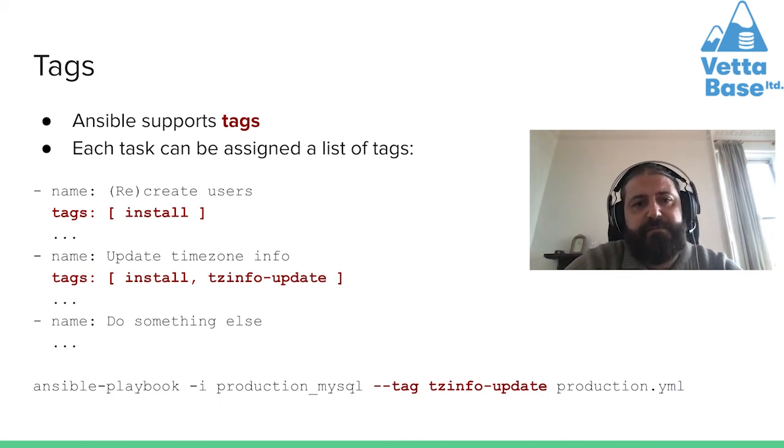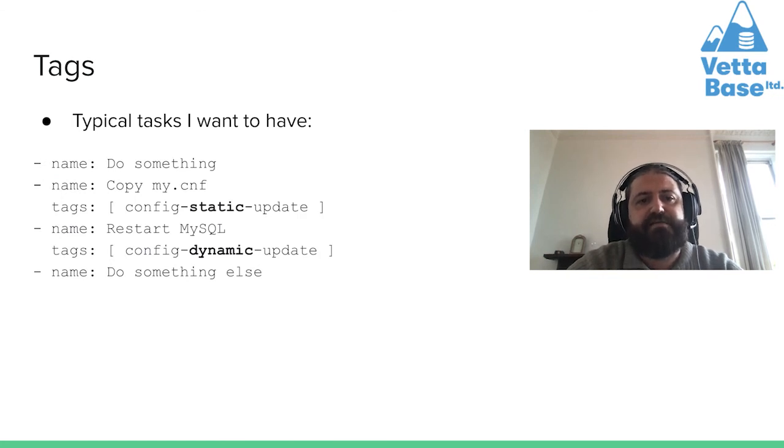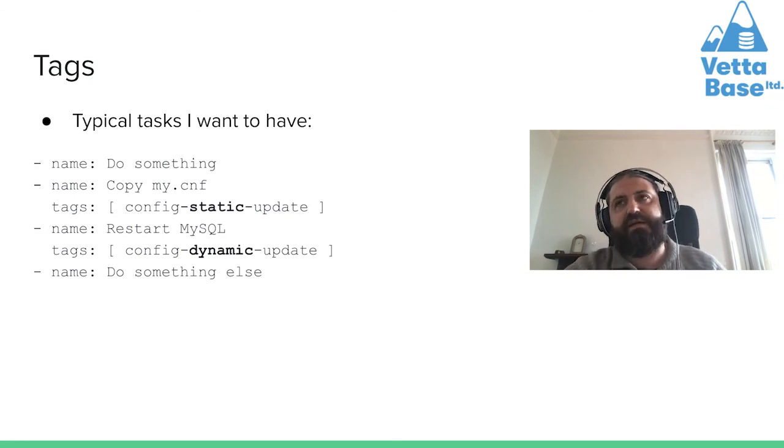Here you can see some typical tasks I want to have, but actually what I wanted to show here is that you can have tags for changing something in MariaDB configuration, but you will probably want to have two tags because there are two different cases. One is for updating variables that can be changed at runtime, and it's config dynamic update. And the other is for changing variables in the configuration file and then restarting MariaDB. Okay.